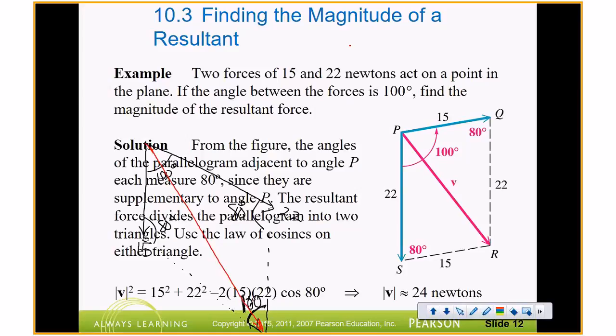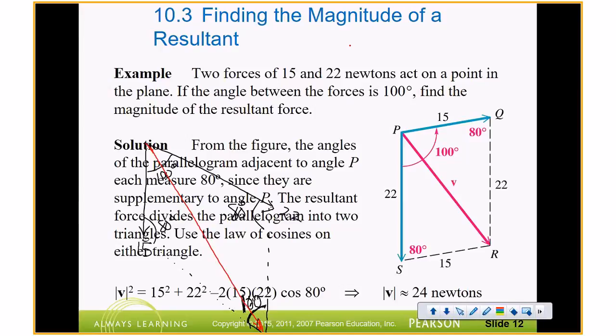Looks like the law of cosines. Okay, so they just went through and didn't even explain that, did they? I think they've deleted a slide in here somewhere. But that's what they're doing. They're finding the length of that resultant vector by the law of cosines.